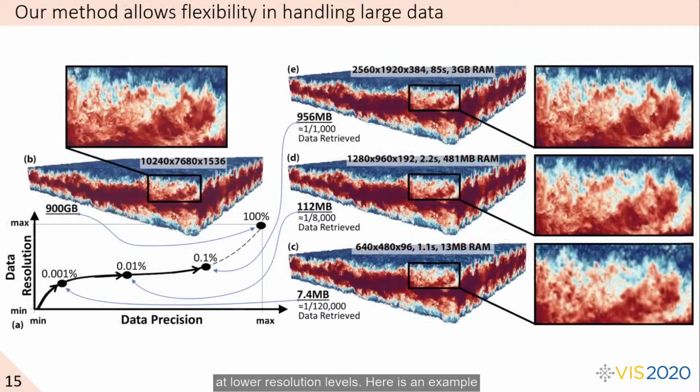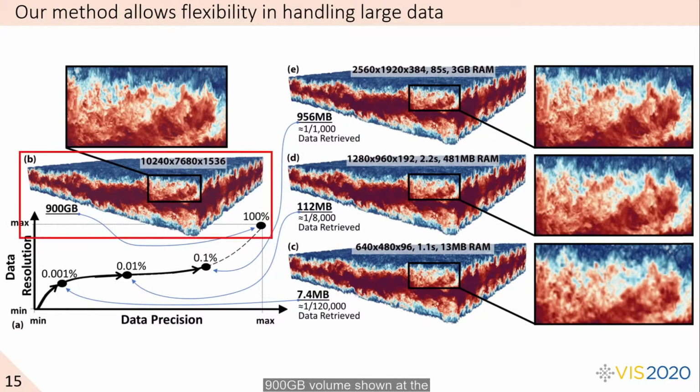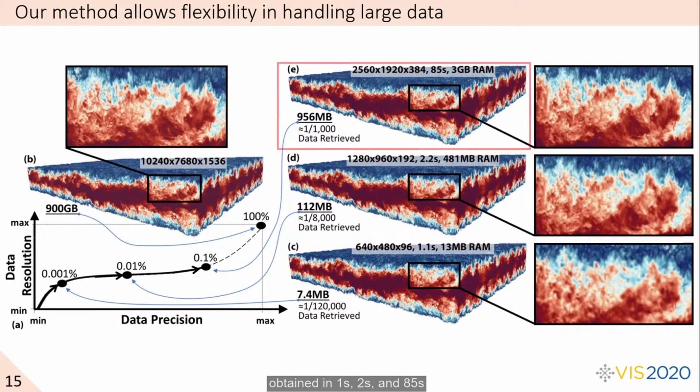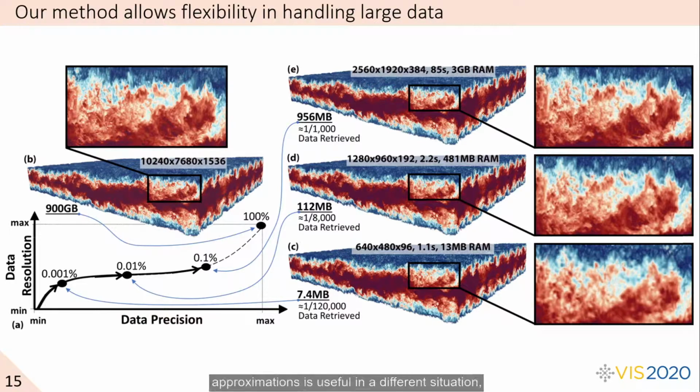Here is an example of what you can do with our data layout. We revisit the 900 gigabytes volumes shown at the beginning of the talk. We show here 3 approximations of increasing resolution and precision, all obtained from the single data layout. They are of sizes 7 megabytes, 112 megabytes, and almost 1 gigabyte, obtained in 1 second, 2 seconds, and 85 seconds, respectively. You may imagine each of these approximations is useful in a different situation, depending on the hardware that you're using and the task that you have at hand.